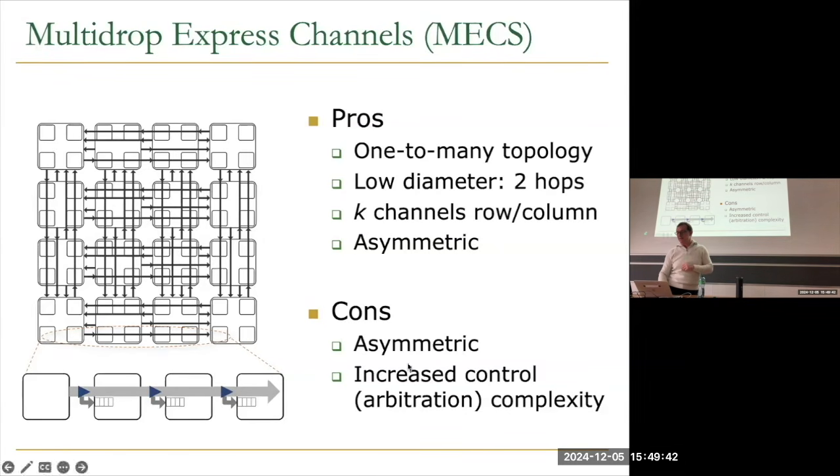Of course, the cons are there's some increased arbitration complexity because you can have multiple drops over here. And you need to also decide, as you can see, this is a richly connected network. You need to decide which link to send your request in.